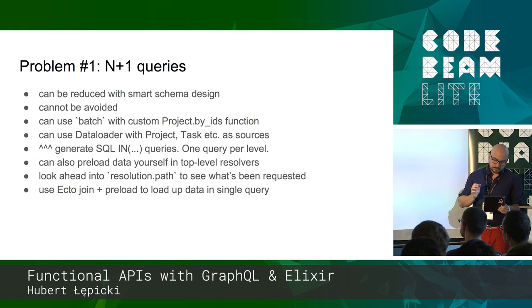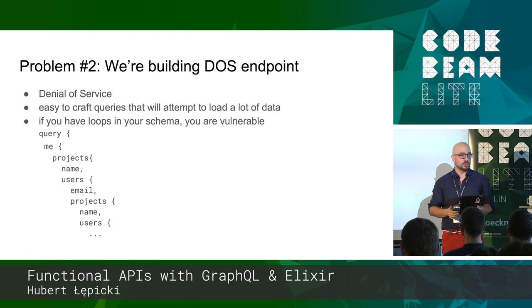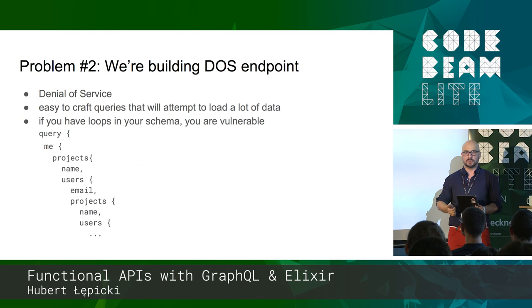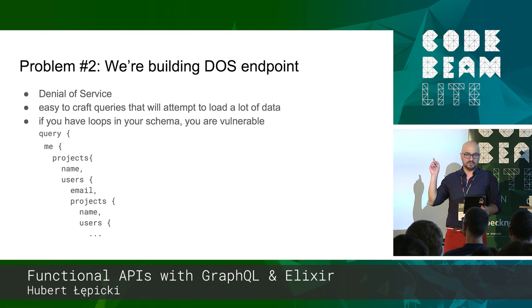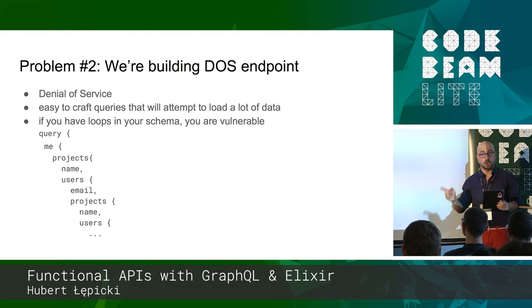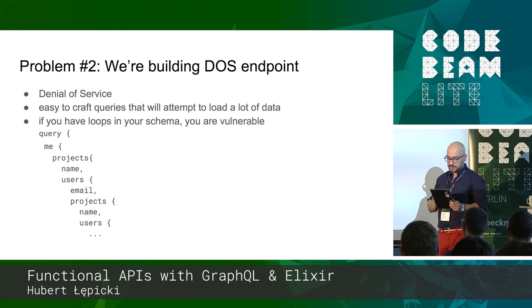Another semi-related thing is that you're probably building a DOS endpoint. And I met GraphQL developers who work with GraphQL for months, and then you talk to them and ask, how do you avoid building a DOS endpoint? Like, what? DOS, I mean, denial of service. It's actually very easy to craft queries that will attempt to load a lot of data, especially if you have those loops in your schema design. So you simply do something like that.